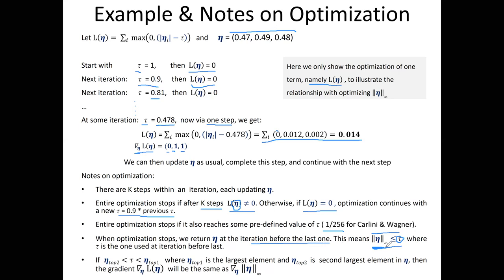And this is how you can get guarantees on the eta you minimize, but you also get guarantees on the L infinity norm of this eta. It's guaranteed to be less than tau.